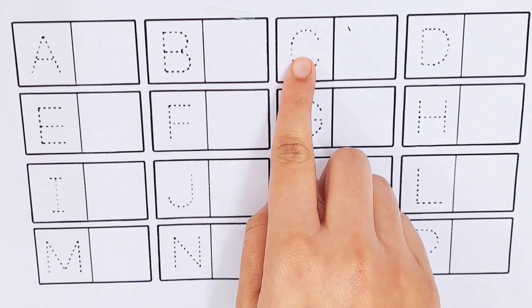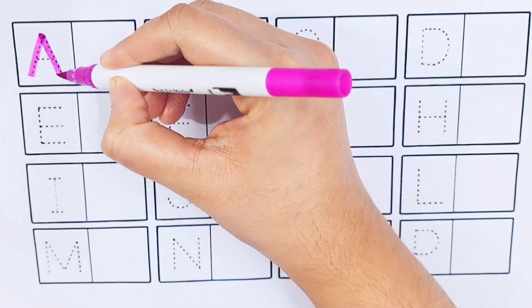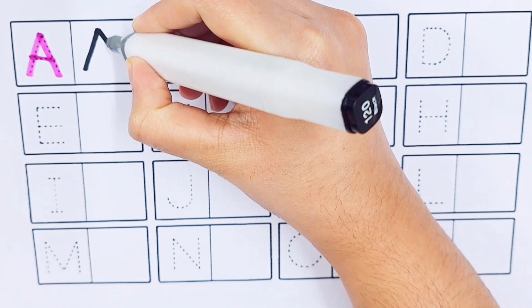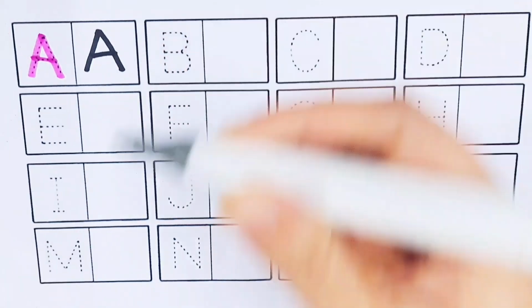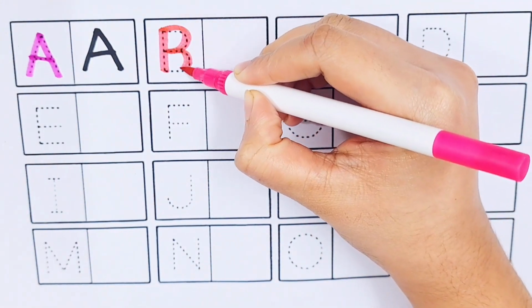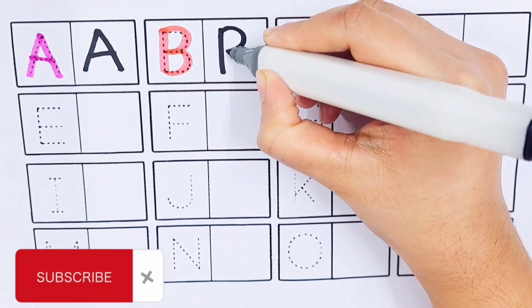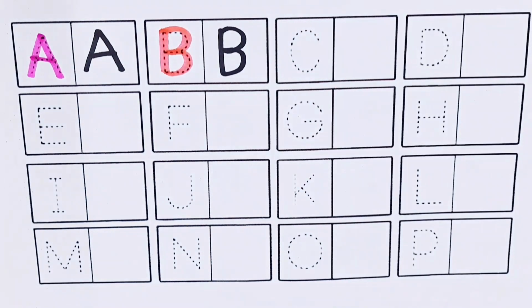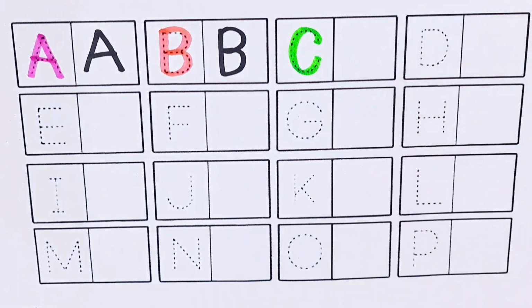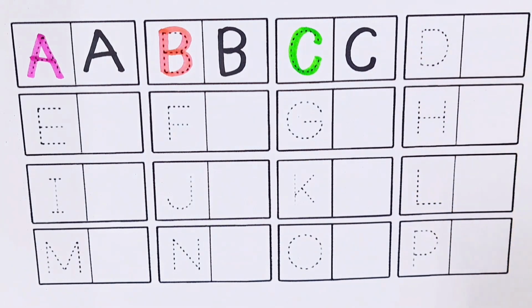A, B, C, D. A for ant. A for animals. B for butterfly. B for box. C for cake. C for coffee.